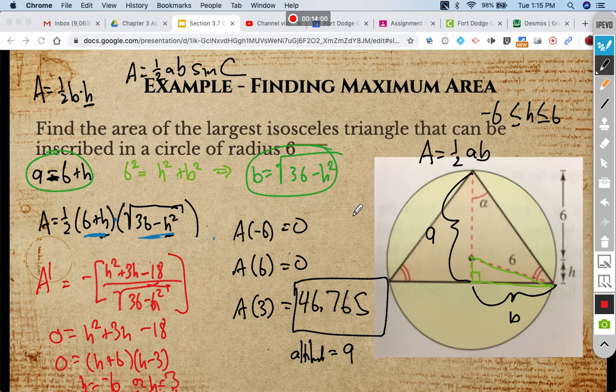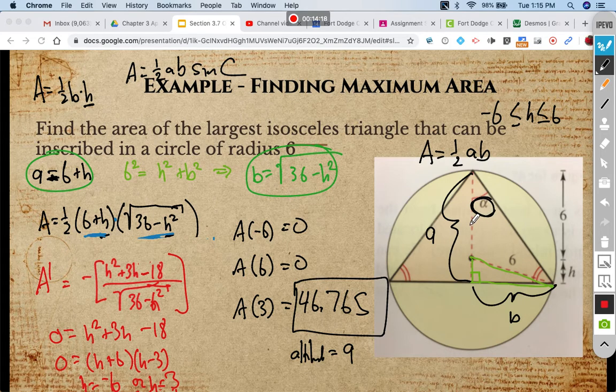I would challenge you, see where some of your geometry skills are at. Try to redo this problem, but instead of doing it in terms of h, do it in terms of alpha, and see what you can do to try to do that problem.